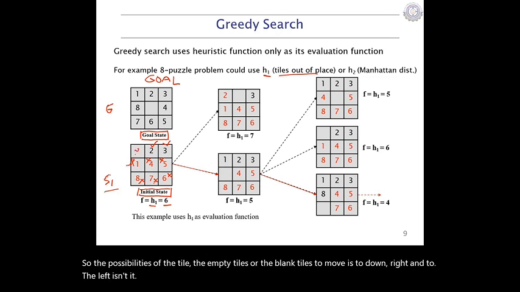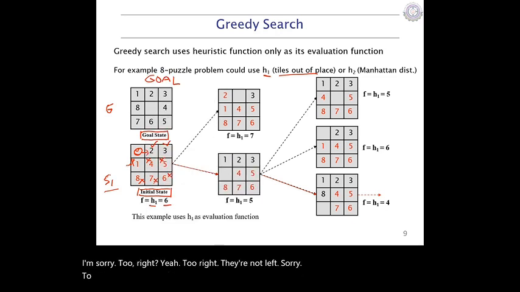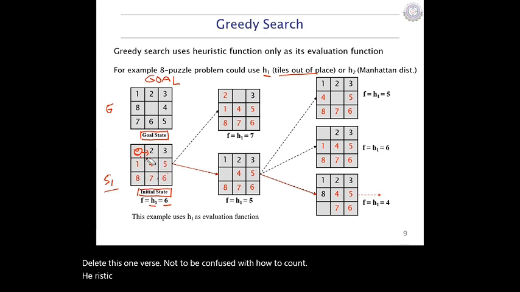This one, this is the blank tile. We can move only to the right, not left, sorry, to the right step and to down, isn't it? So we have two possibilities. I will delete this one, not to be confused with how to count a heuristic for the first step.